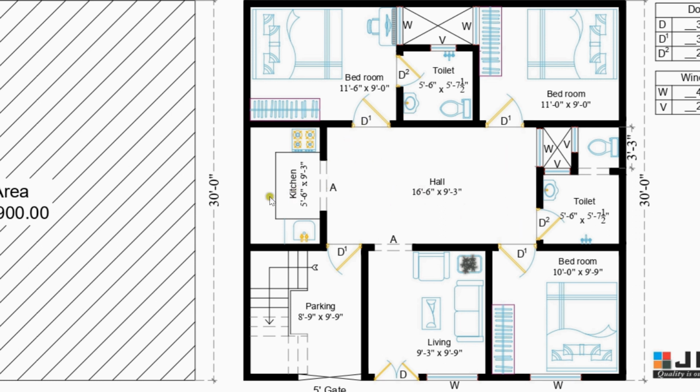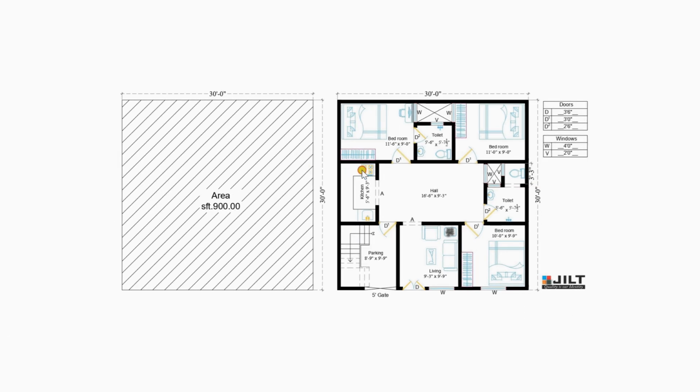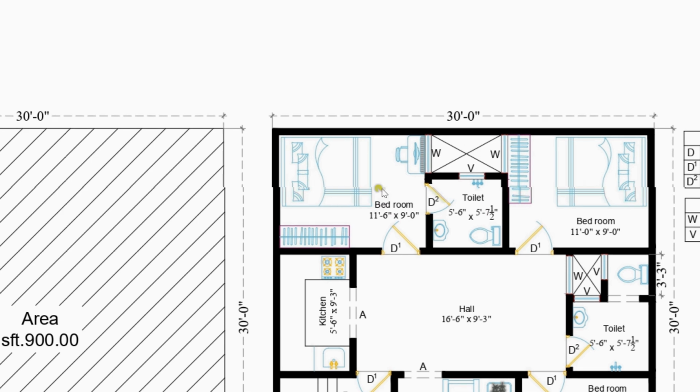Beside this hall you can see the kitchen. The kitchen is of size 5 feet 6 inches by 9 feet 3 inches. This is a kitchen which is very comfortable for us, and beside this kitchen, now we are entering into the bedroom.